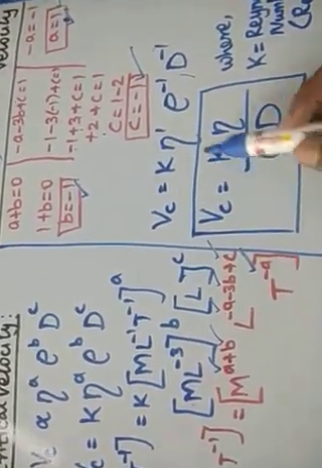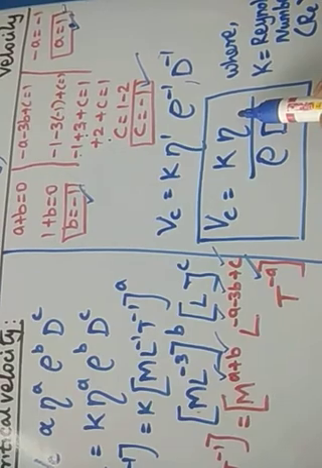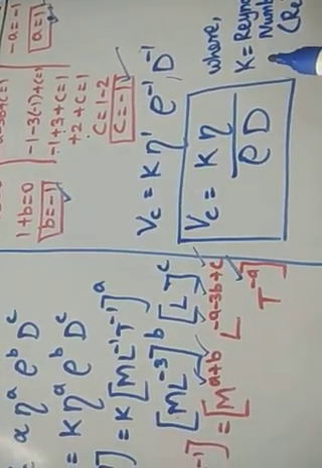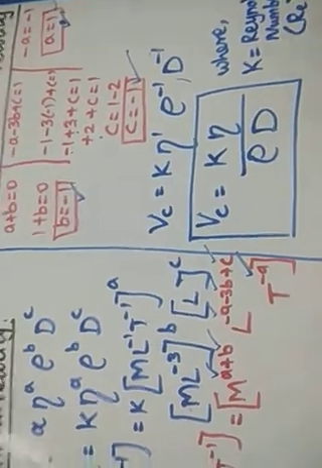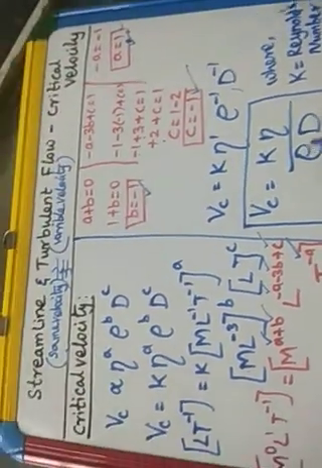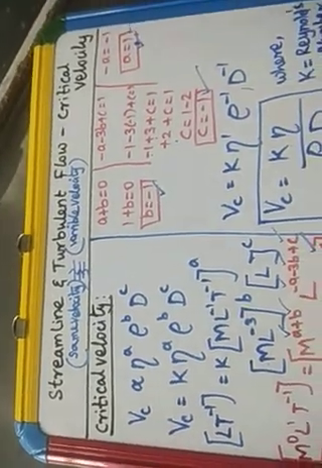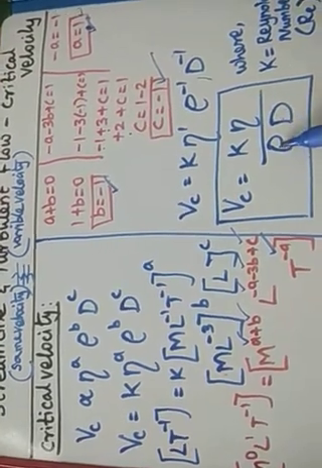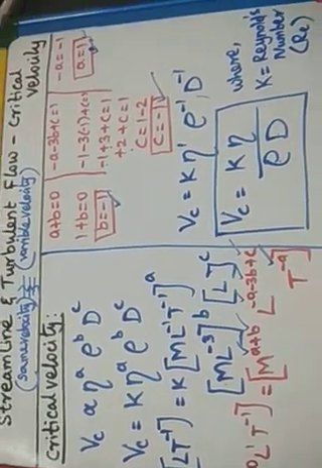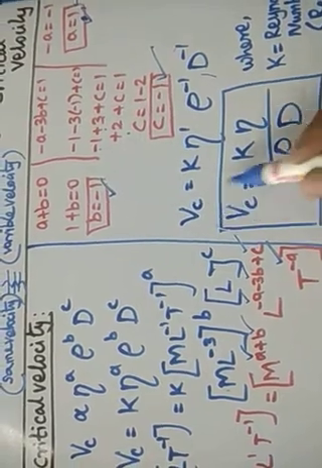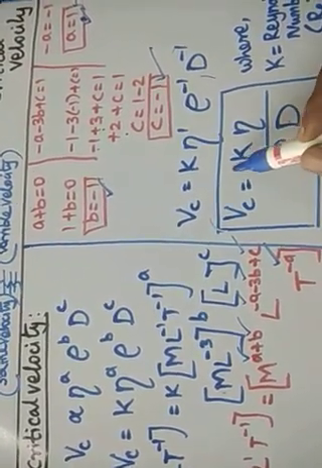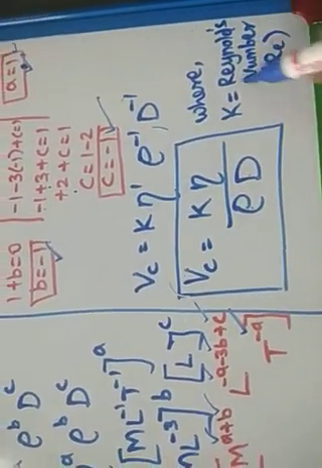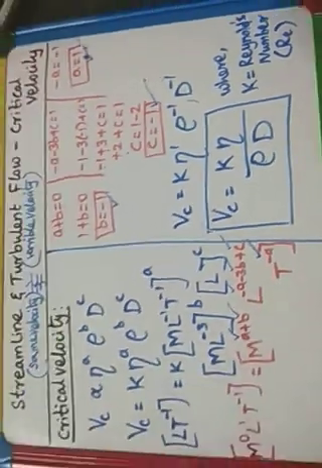So the critical velocity is equal to k into eta, the coefficient of viscosity of the liquid, divided by the density of the liquid into the diameter of the tube. So this is the critical velocity formula. By using this formula we can find the value of critical velocity for any liquid which flows in a tube whose diameter is d, the density of the liquid is rho and the coefficient of viscosity is eta. So we can calculate the critical velocity if we know this k value. This k is called the Reynolds number.